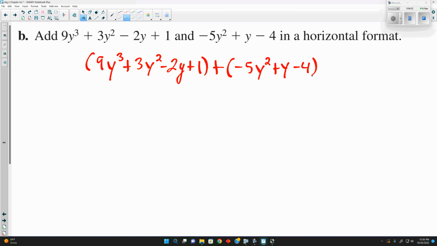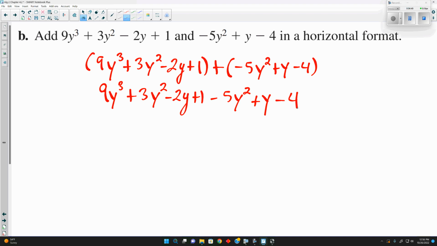Now with this here, we're adding them. Because they're both plus or positive in front of both, we can really just drop the parentheses. Well, we can say plus negative 5y squared or just minus 5y squared. Combine like terms. So 9y cubed is by itself, but we do have 3y squared and negative 5y squared. 3y squared minus 5y squared is negative 2y squared.